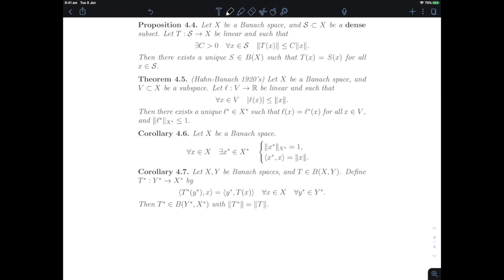So in this video, we're about to prove one of the most fundamental theorems of functional analysis. That's the Hahn-Banach extension theorem. Here it is. What is the theorem telling us?